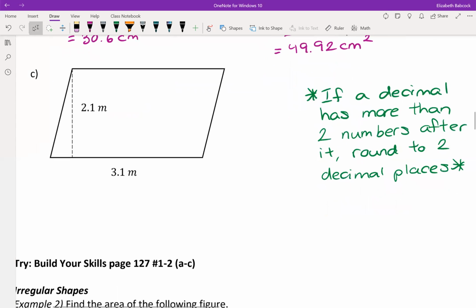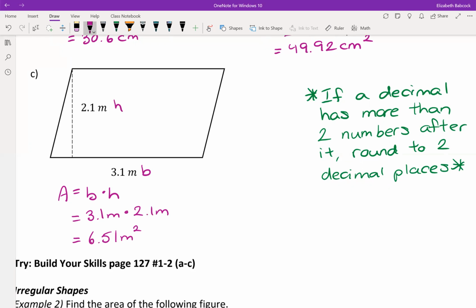So then we notice we have a parallelogram. The formula for a parallelogram is A is equal to base times height. There is your base, there is your height. So we end up with 3.1 meters times 2.1 meters, and we end up with 6.51 meters squared.